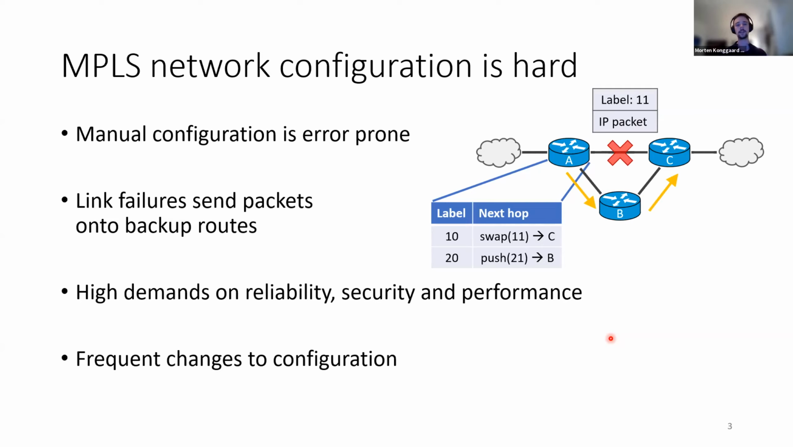At the same time, there's a high demand for reliability, security, and performance. So this suggests that it would be good to do some sort of automated verification. Furthermore, there are frequent changes to the network and to the configuration. So that means that when we do verification, we need it to be fast. And that's the motivation for this paper.